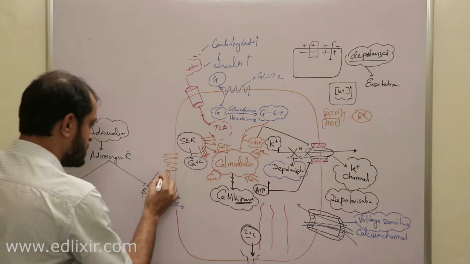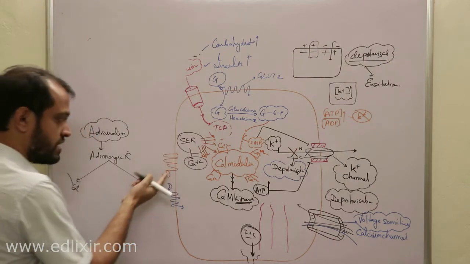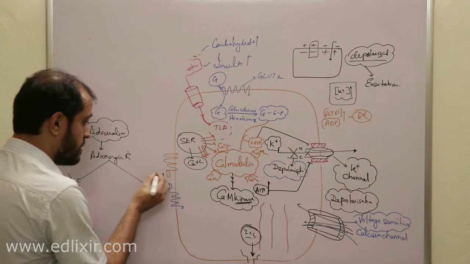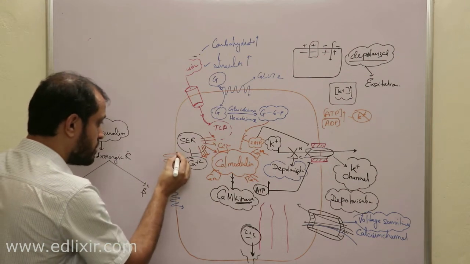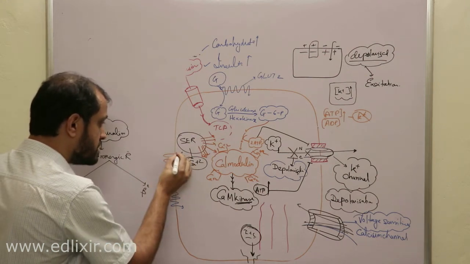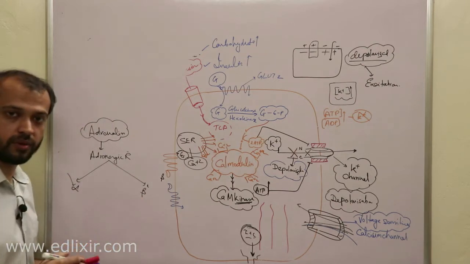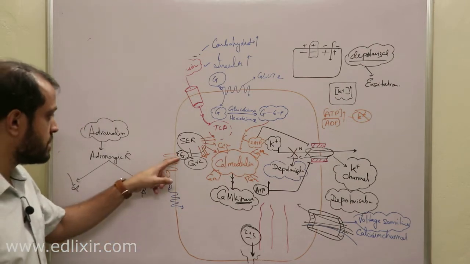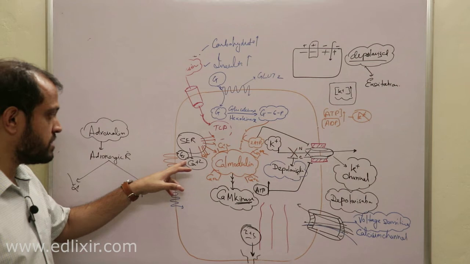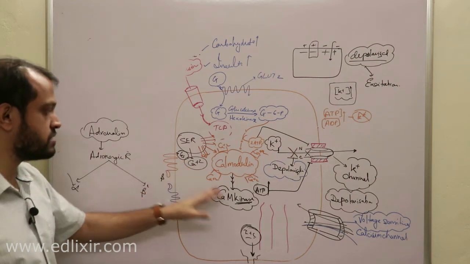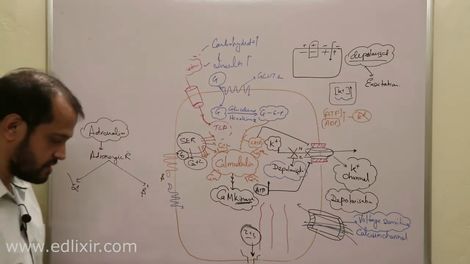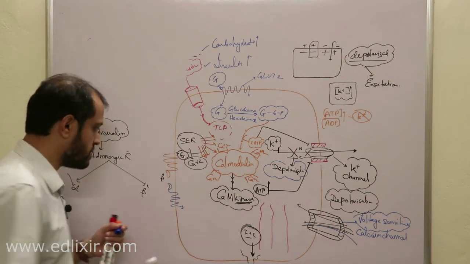Suppose this orange one is a beta receptor. The beta receptor is coupled to Gs, and you know what will happen. You already know what cell signaling is. From Gs, protein kinase A will be activated and it will work similarly to CAM kinase. Now, a very interesting part you need to understand is this.